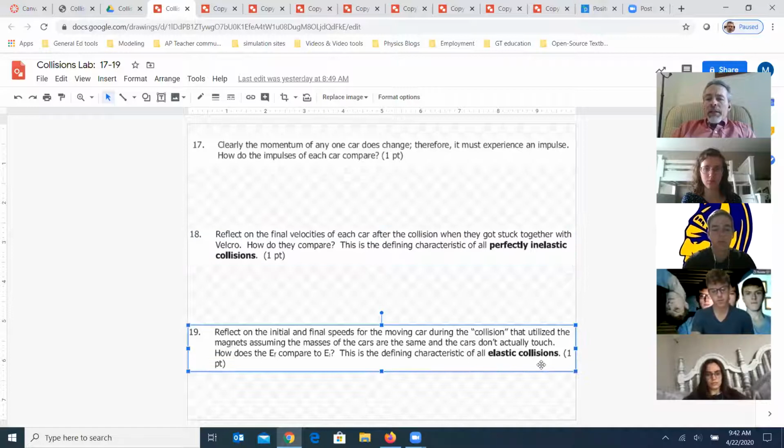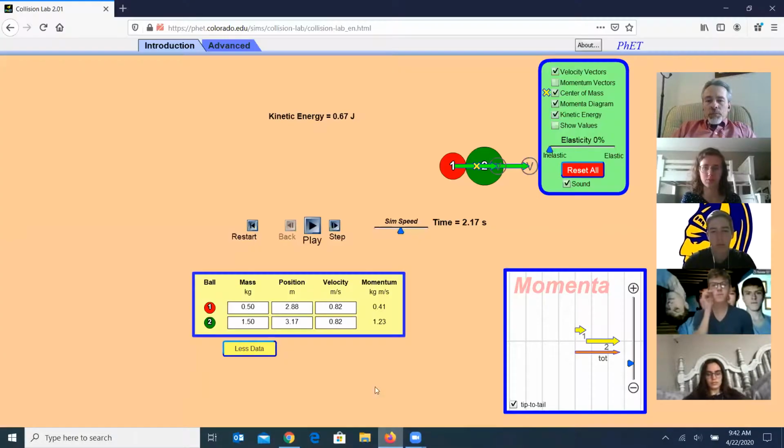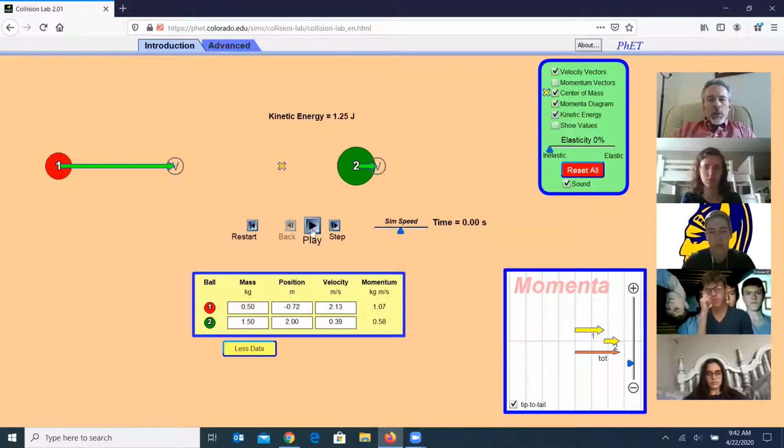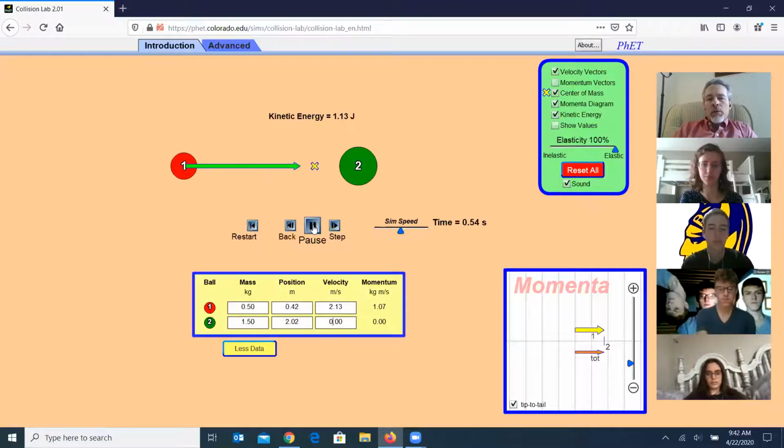Now I want to talk about elastic collisions. So let me reset this. Here we go. All right. So let's see if I can make this velocity 0. Elastic. Okay. Now this one's kind of hard to see. And I might have to point it out to you. I don't know. We'll see. See if somebody can figure it out. There's something interesting about this one.